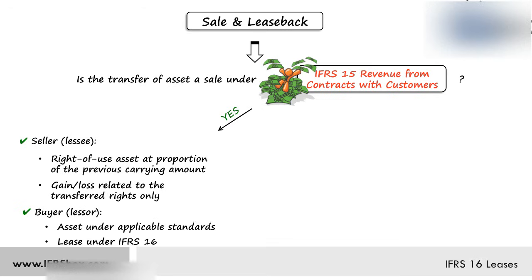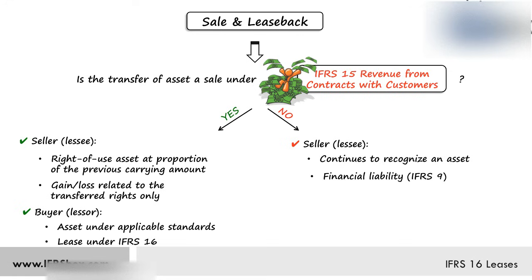If the transfer of the asset is not a sale, then the seller or lessee continues to recognize an asset and the accepted payment is accounted for as a financial liability under IFRS 9, so it's a sort of financing arrangement. The buyer or lessor recognizes a financial asset under IFRS 9.